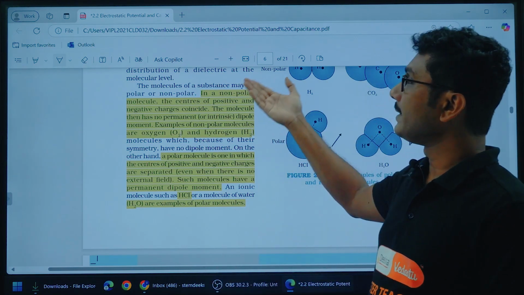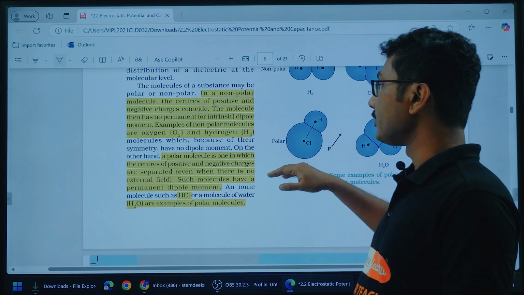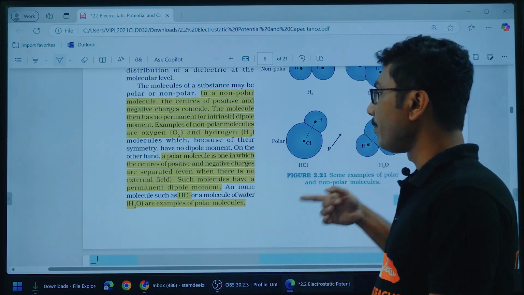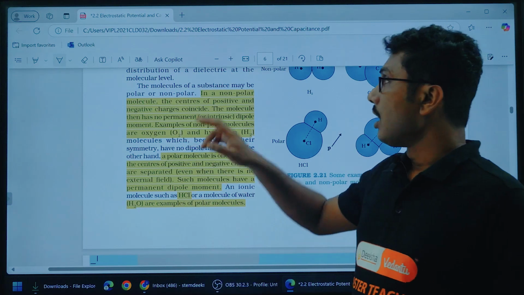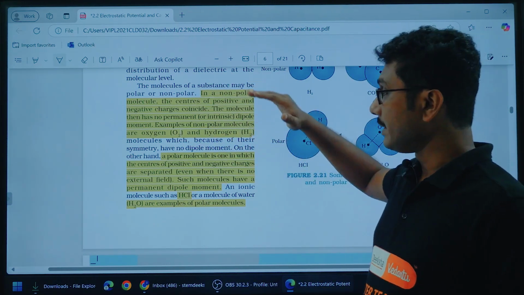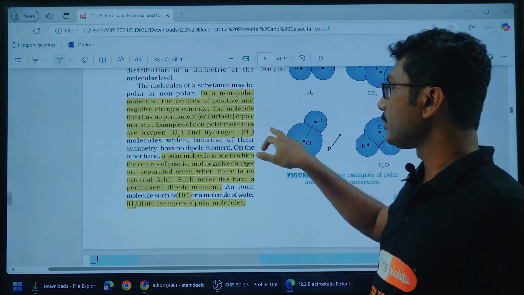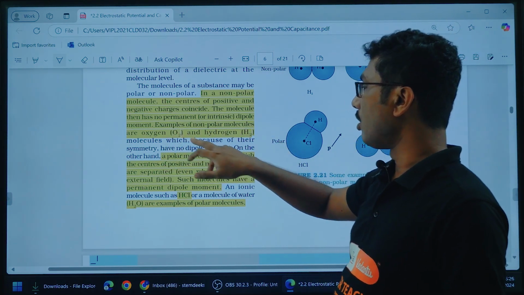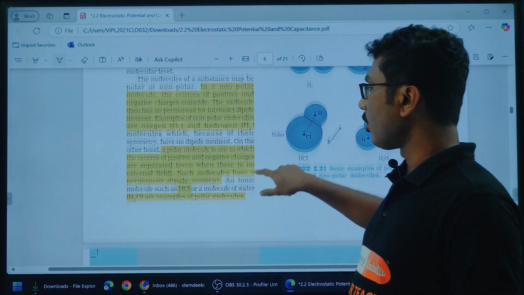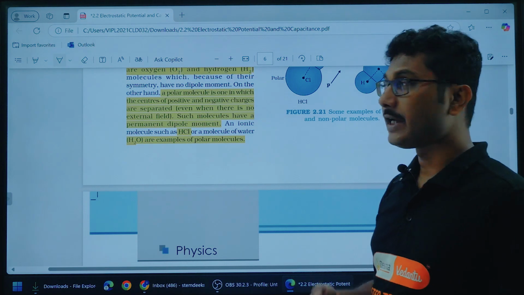So, you have to understand that in a non-polar molecule the centers do coincide, and in a polar molecule the centers do not coincide. So, polar molecules have a permanent dipole moment. There is no permanent dipole moment for non-polar molecules, and there is a permanent dipole moment for polar molecules. Examples of non-polar molecules are oxygen, hydrogen, etc. Examples of polar molecules are HCl, H2O, carbon monoxide.